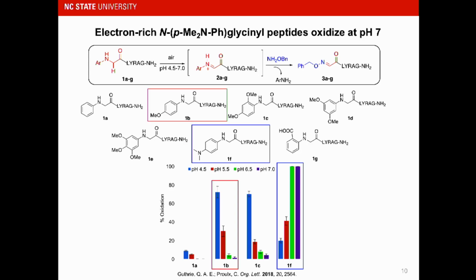The other exciting part here is that we now have two orthogonal N-phenylglycine residues, because we've got the paramethoxy analog that gets triggered at pH 4.5 but doesn't react at neutral pH. On the flip side, we've got the dimethylamino analog that gets triggered at neutral pH and slows down at pH 4.5. So we should be able to do sequential one-pot oxime ligation with these two residues, which we haven't tackled quite yet.